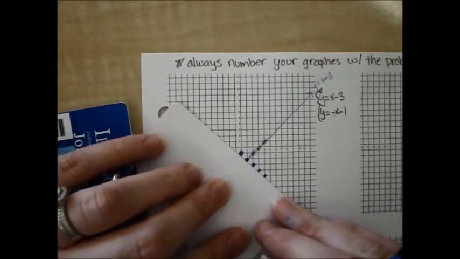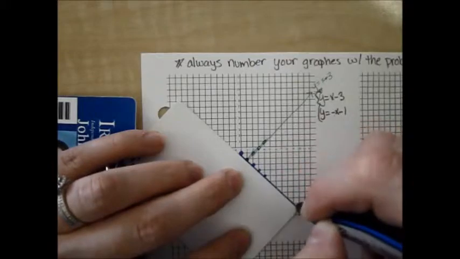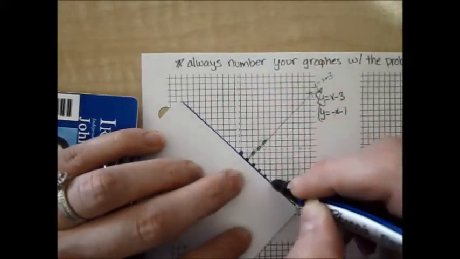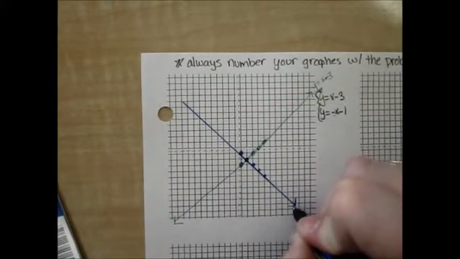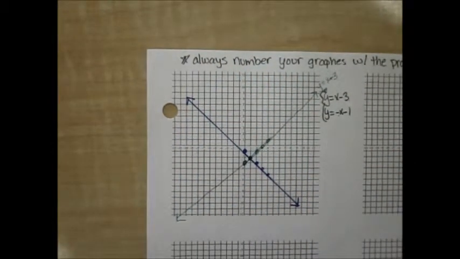Get out my ID badge here. Using that as a straight edge, so I don't have to get a ruler. And there it is. I can see where the two lines cross.